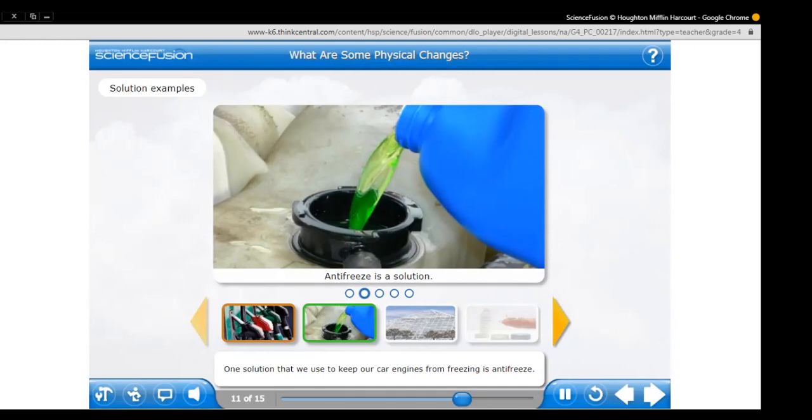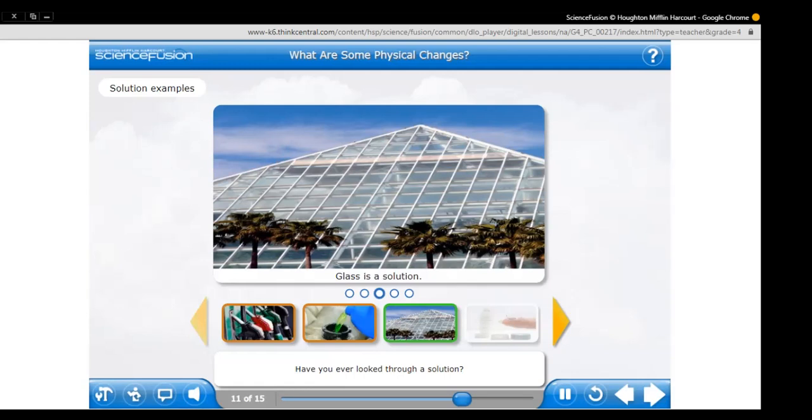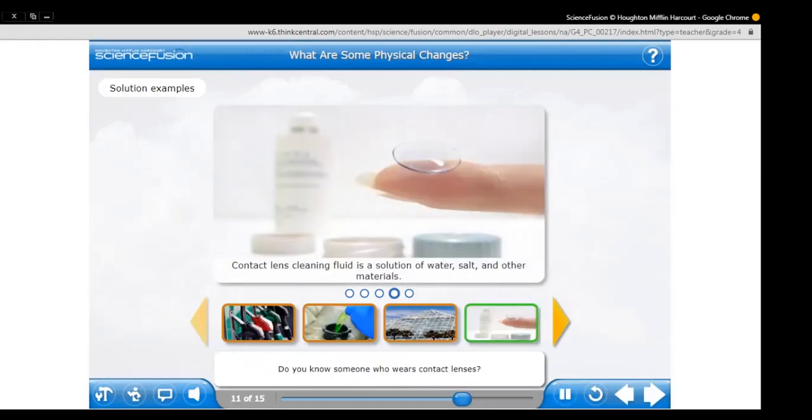One solution that we use to keep our car engines from freezing is antifreeze. It is a solution of ethylene glycol and water. Have you ever looked through a solution? Glass is made from a mixture of materials that becomes a solution when the ingredients are melted. Do you know someone who wears contact lenses? The contact lens cleaning fluid is a solution that contains water, salt, and other substances.